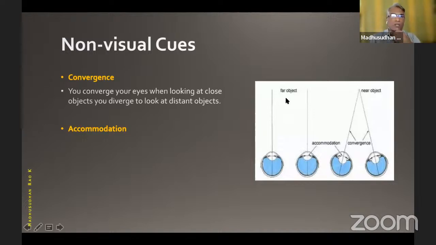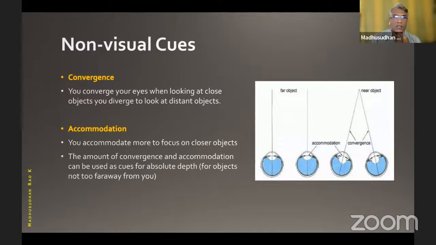You converge your eyes when you look at close objects, and you diverge to look at distance. Just remember, diverge also means dilation. Dilation means lightening the things. So with accommodation, you accommodate more to focus on the closer objects. The amount of convergence and accommodation can be used as a cue for absolute depth for objects not too far away. So you definitely see entire colors.